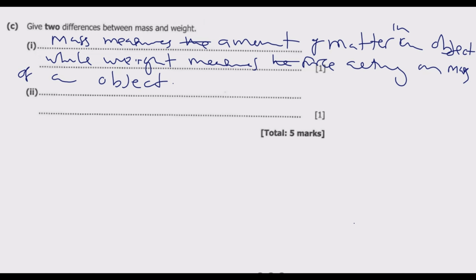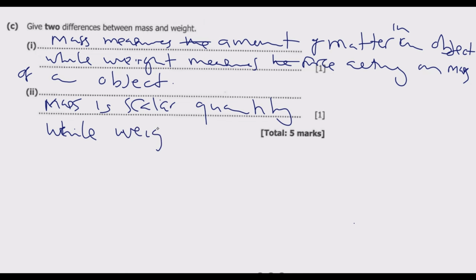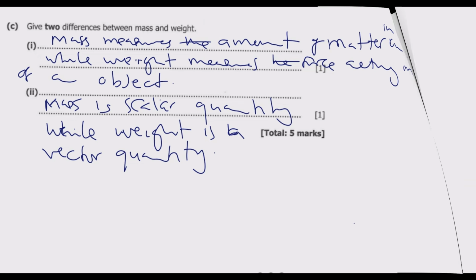Then the other difference is that mass itself is a scalar quantity, in the sense that mass does not need direction, while weight is a vector quantity. So it needs a direction. Is it downward or upward? That's the difference between the two. So this is how you get the 5 marks on this question.